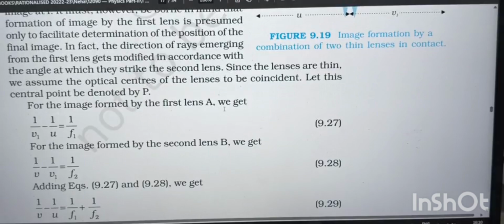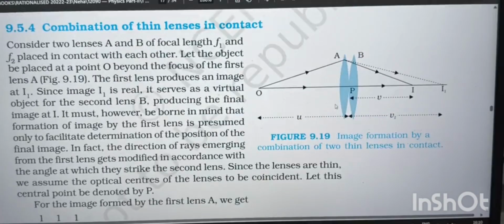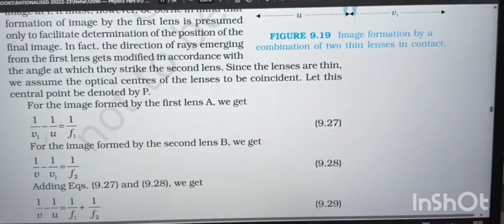by u. For first lens, let us think. For lens A, we have already said the focal length is f1, and over here, the image is forming at v1, object distance is u. So 1 by v minus 1 by u, we are writing 1 by v1 because their image is being formed. Now for second lens B, 1 by v minus 1 by u is equal to 1 by f, that formula only, but the focal length for the second lens is f2, that's why we have substituted f2.